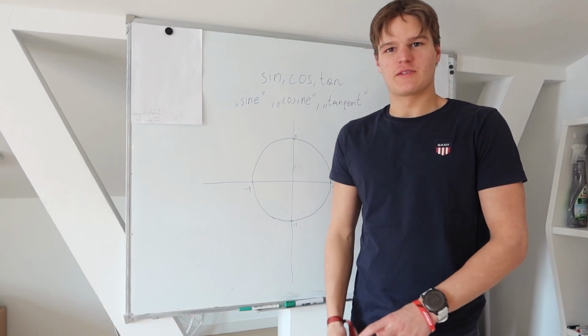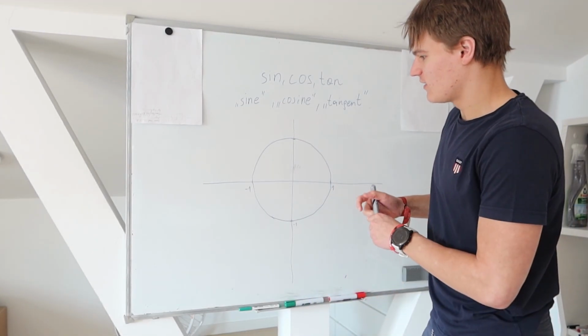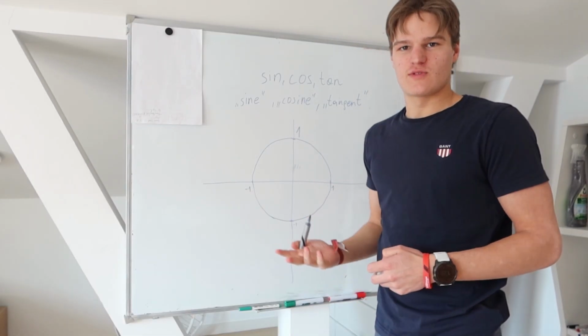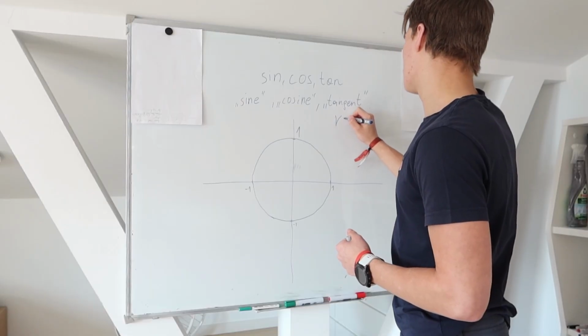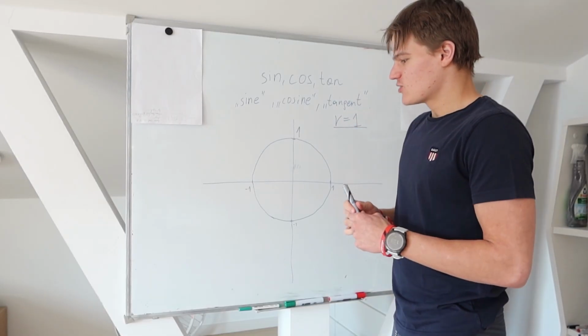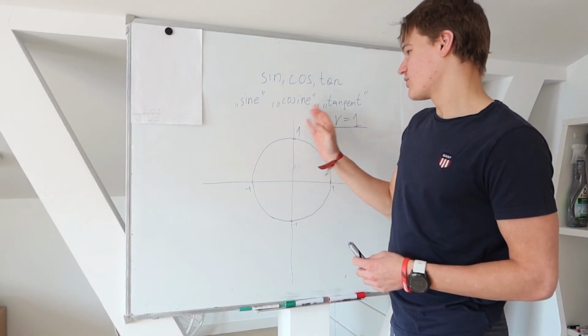Alright, so let's have a look at this. I actually just drew a circle here, and all of these numbers are basically just ones. So the radius of the circle is 1. So let's just write that down. We have r is equal to 1. And so this is basically where these three functions come from.